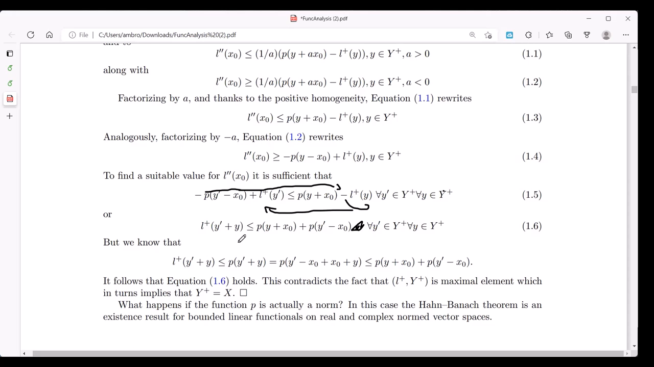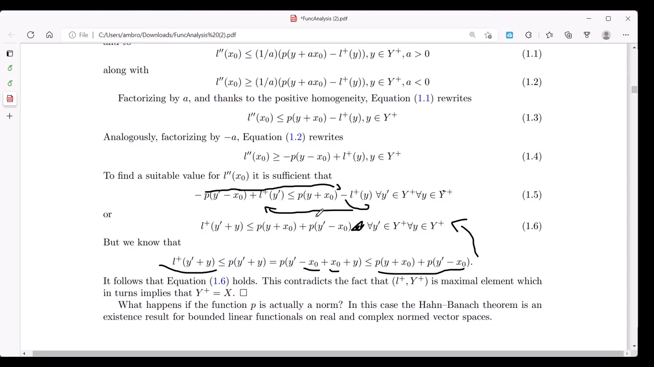Now, note that Y prime and Y belong to Y plus. So in Y plus, I know that L plus is less than P. That's how I made the construction. So I know that this is true here. And now I can just introduce minus X node plus X node, and I can apply here the subadditivity. So what did I find? I found that this is true. So if this is true, then this is true, and so I can find such an L second.